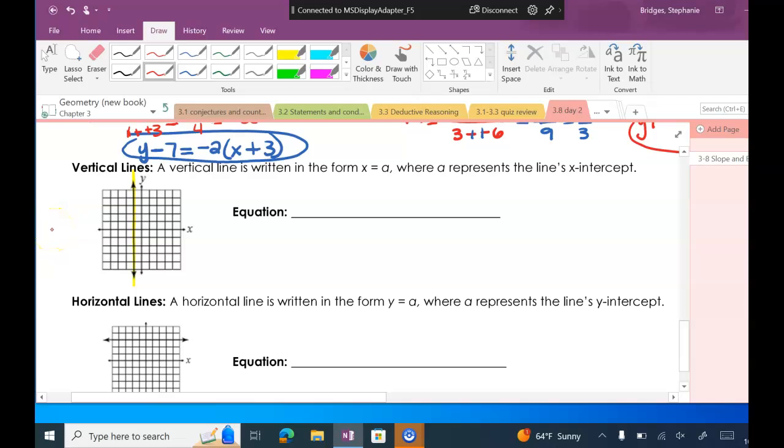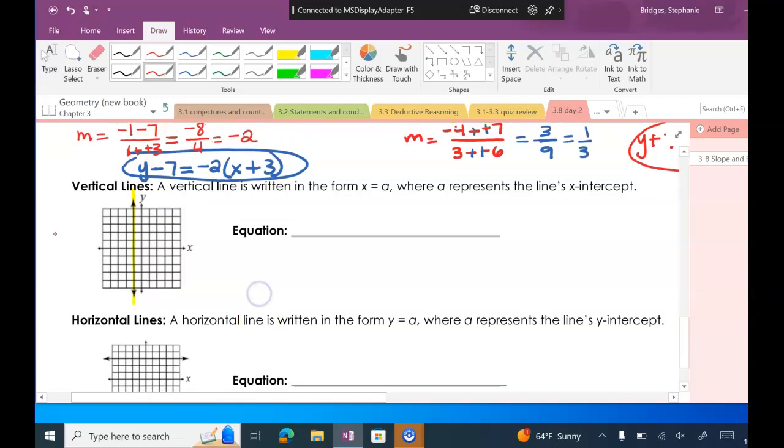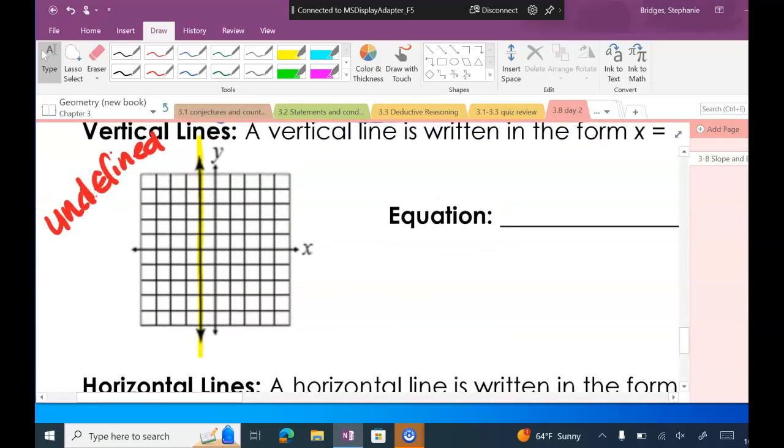Vertical line has an undefined slope. Okay, that's not what it's asking me for, though. It's asking me for the equation of the line, right? Do you think I can plug in an undefined value into an equation? Okay, so I can't plug that into the slope for an equation. And also, do I have a y-intercept on that? Does my yellow line cross the y-axis at all? It doesn't, does it? So this is just something you're going to have to remember.